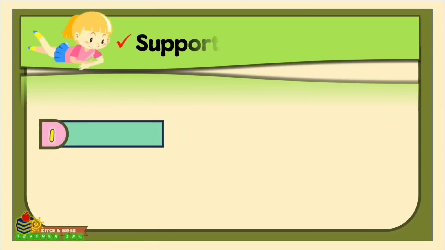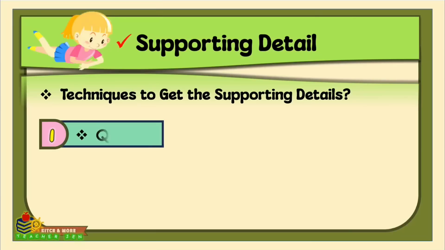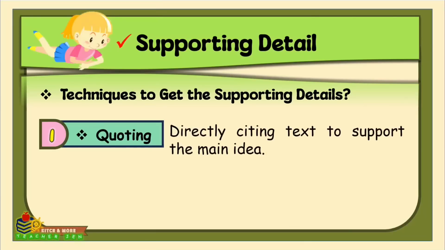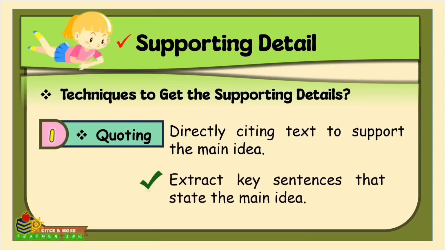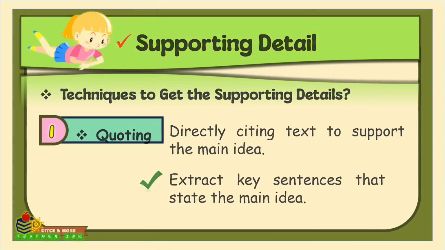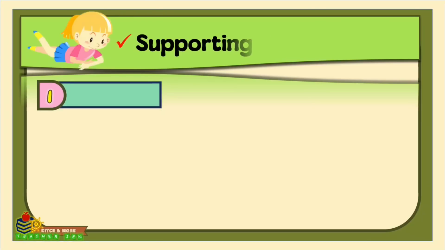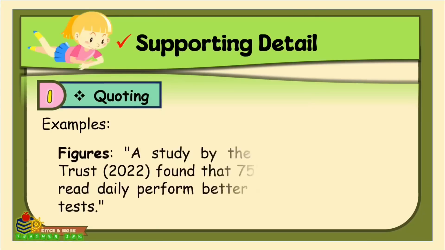Now, here are the techniques to get the supporting details. First one, through quoting. Quoting means directly citing text to support the main idea. Extract key sentences that state the main idea. So here is an example. Using figures to do the quoting.